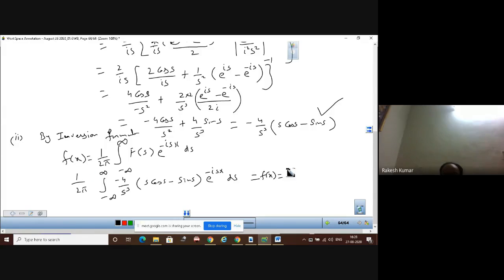And what is the value of f of x? It is given in the statement: 1 minus x square and 0. The value 1 minus x square is for this interval, and the value 0 is for this interval.